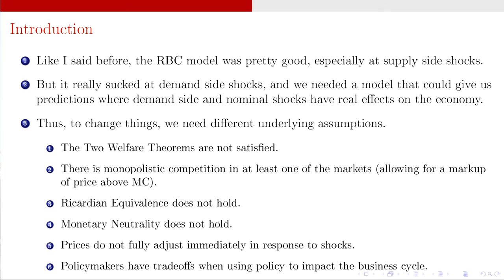But we also see that policymakers now actually face trade-offs when using policy to try to impact the business cycle. So in the real business cycle model, they couldn't really do much, right? There was no endogenous response that policymakers faced when they were using policy to try to smooth the business cycle, because there's nothing they could do. The only time they can do something is if there are major inefficiencies within the market that need to be corrected, at least in the short term.